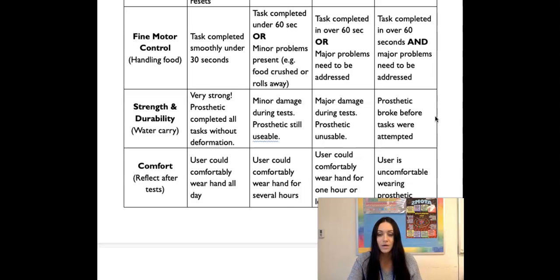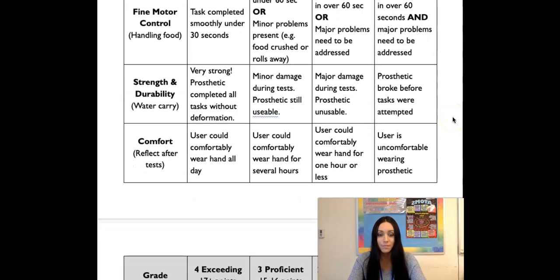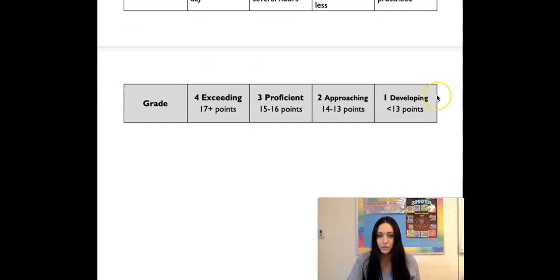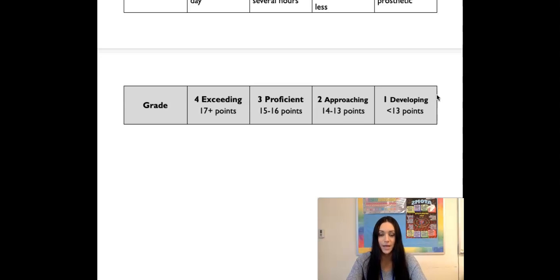Finally, you will be rated on the comfort of the prosthetic. You will reflect on the level of comfort that the prosthetic has for the user to wear for either several hours for a 3, or if you believe your prosthetic is comfortable enough that it could easily be worn all day, you will earn a 4. Your score will then be added for all of these categories, and if you score between 15 and 16 points, you will earn an overall 3 in the engineering design. If you score 17 points or higher, you will earn a 4 on the engineering project.